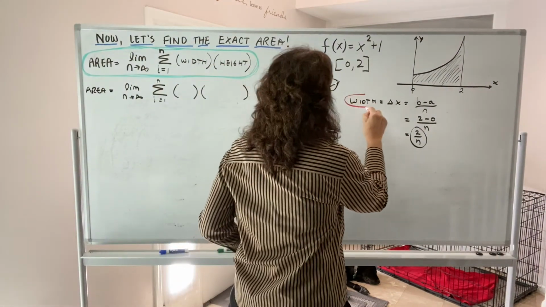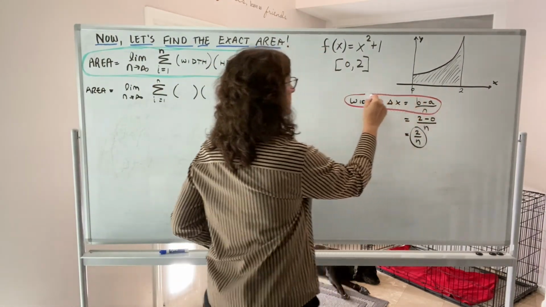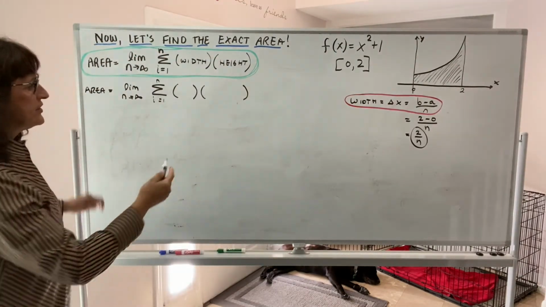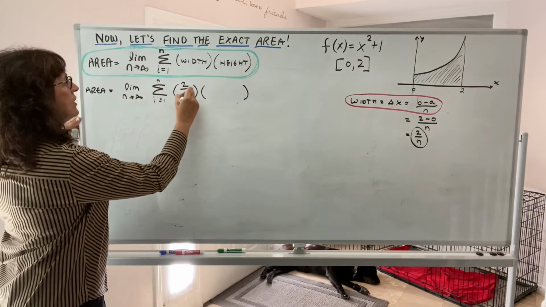So this is how you would compute the width. It's very formula driven. The width is going to be 2 over n.